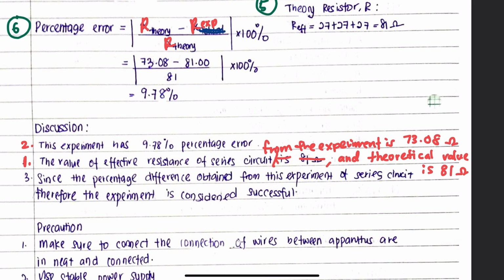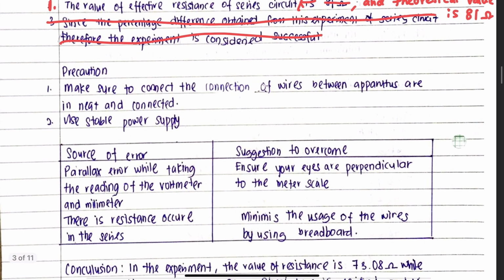Okay, and then this one you don't have to write, so just cancel it out so that you don't get confused. So these are the 3 marks that will be given first inside the discussion. So 1 mark here, 1 mark there, and 1 mark there. Okay, so 3 marks. After that you have to state at least 2 precautions.